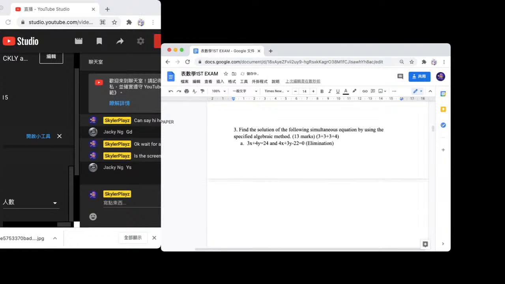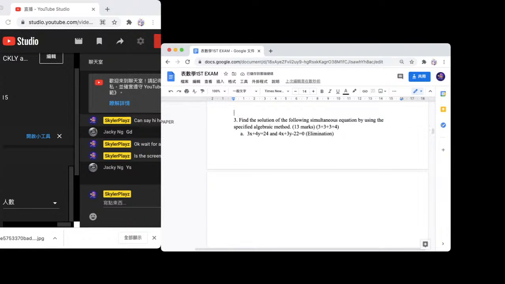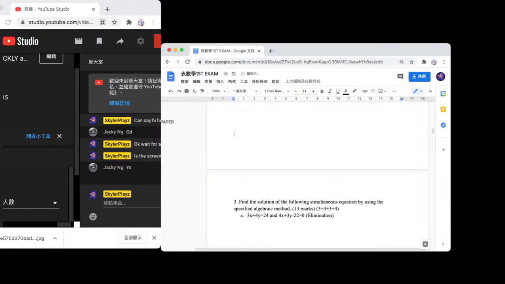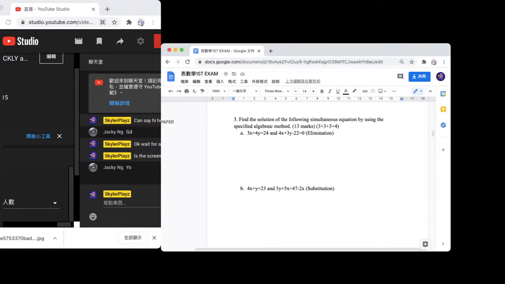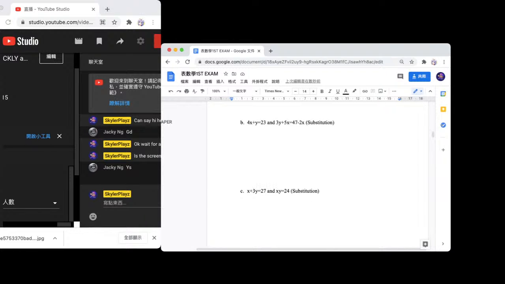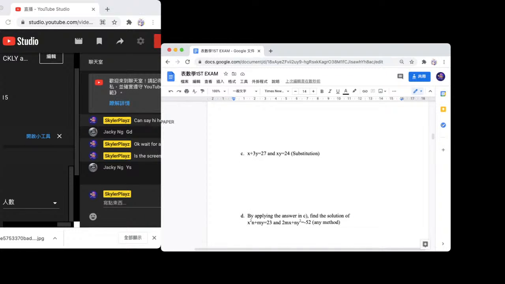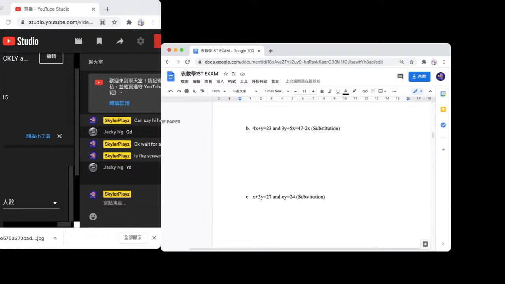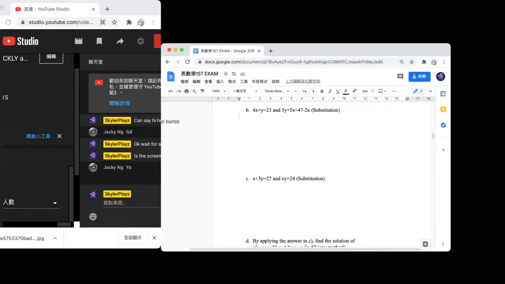Okay. For the third part, oh, it's simultaneous equation, so we need to find the answer of x and y. And we will do question B and question D. For question B, it's easier. There is a fast way and a normal way to do it.